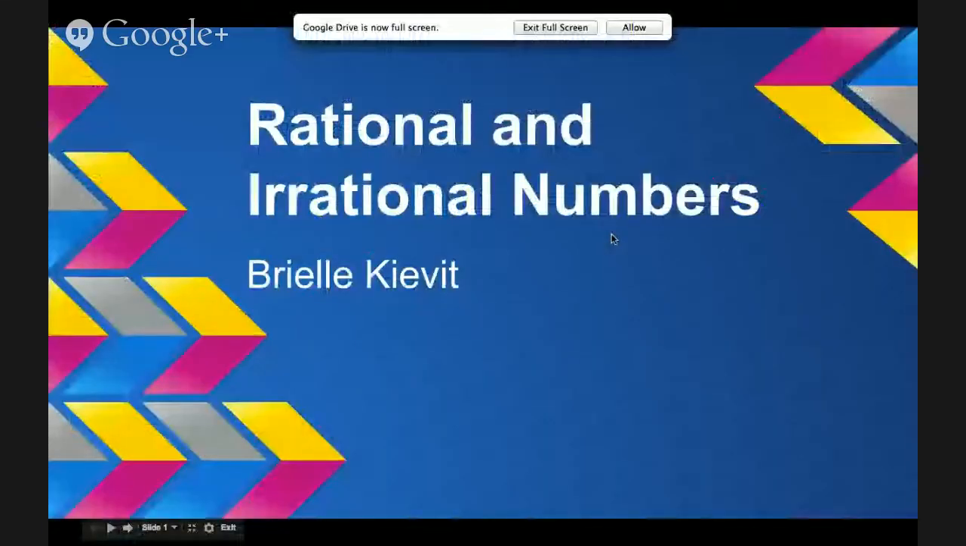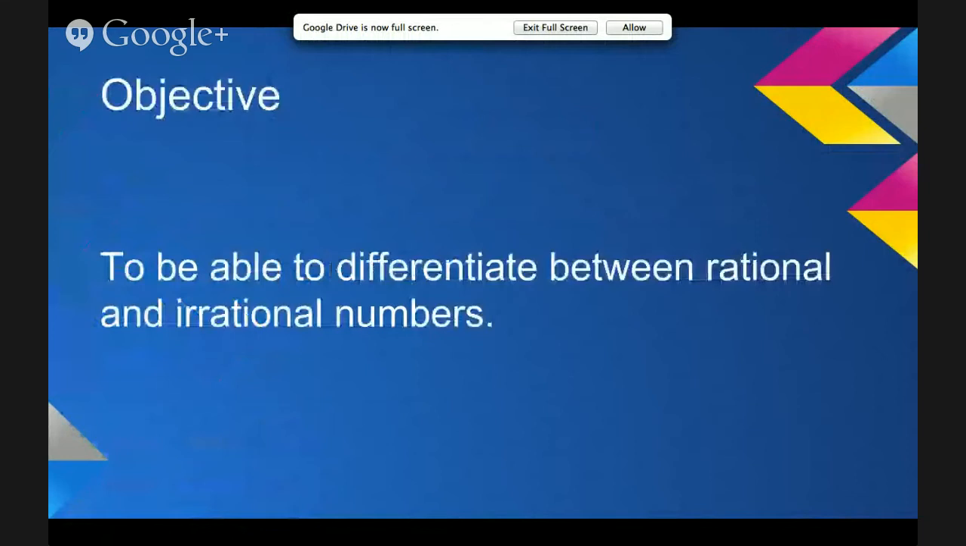I'm Mrs. Kiva, and today we'll be learning about rational and irrational numbers. The objective for today's lesson is to be able to differentiate between rational and irrational numbers.